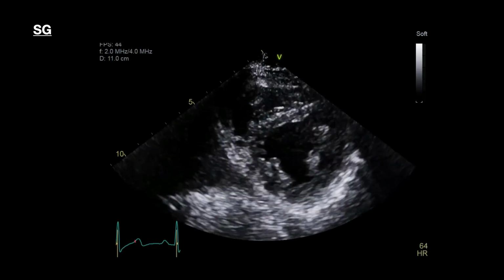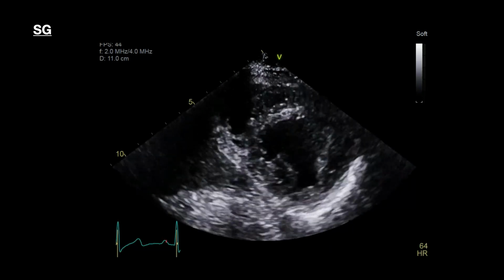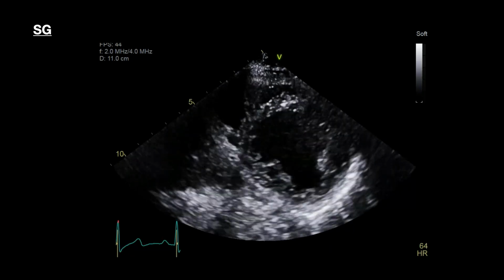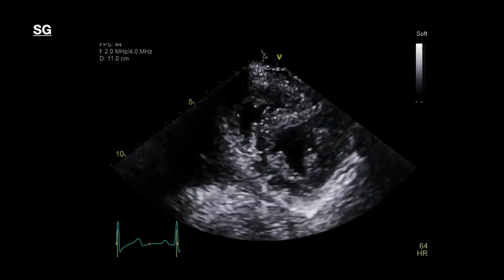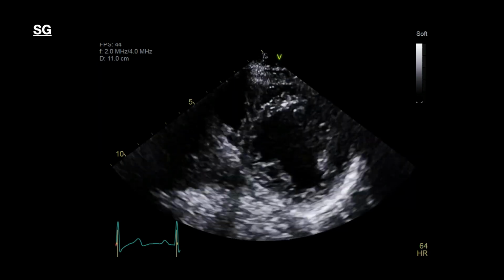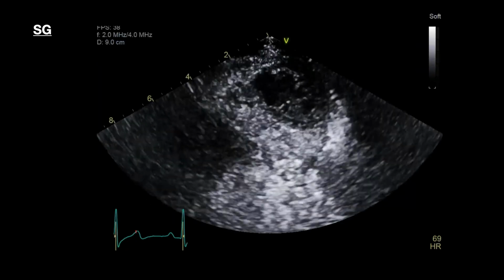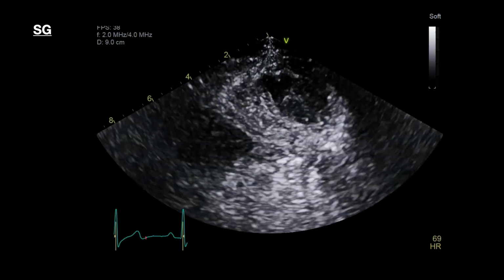And moved down to the mid-papillary level in the parasternal short axis view. Here we can say, we haven't really commented so far, but LV function looks reasonably normal, and septal motion looks normal as well, so there's no septal flattening or D shape of the septum. And move down to image the apex of the heart.